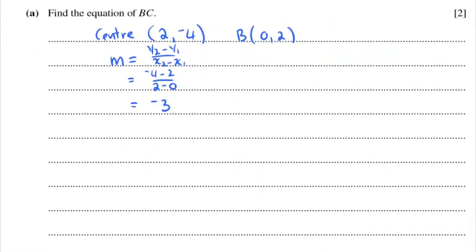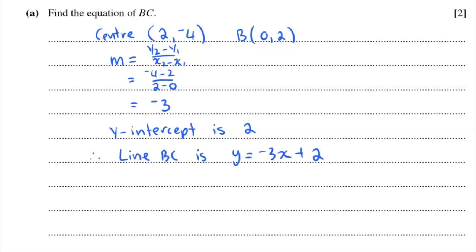Do we know the value of c for this equation? Yeah, we actually know the y-intercept. Of course, it's the point B. Who knew it was going to be so easy? The y-intercept is 2. Therefore, we have all the information we need. BC is y = -3x + 2. We're done.